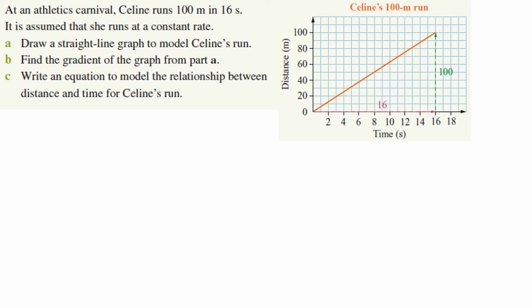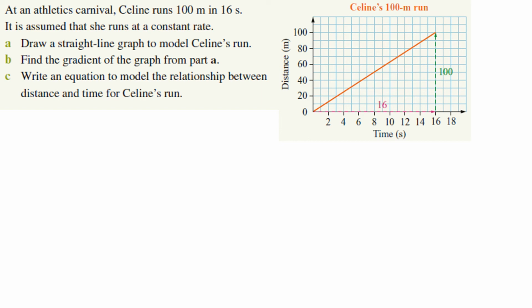If we have a look at this graph, we can see that the point we were told in the question was 100 metres in 16 seconds. If you put that point on this graph and then draw a straight line back to 0, because when she runs 0 metres, it's 0 time, okay? So we have a straight line going from 0 all the way up to where she runs 100 metres at 16 seconds.